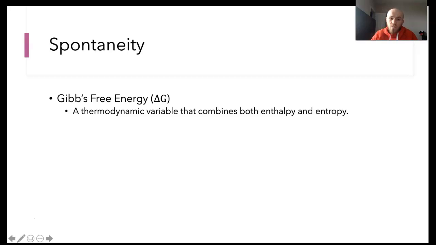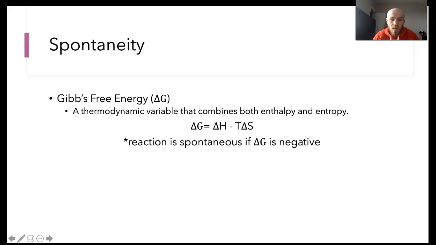Right. So here on the slide, it says a thermodynamic variable that combines both enthalpy and entropy. So we're going to have an equation that uses both enthalpy and entropy. We're also going to think about temperature. So here is the equation. We have Gibbs free energy equals the change in enthalpy minus the temperature times the change in entropy.